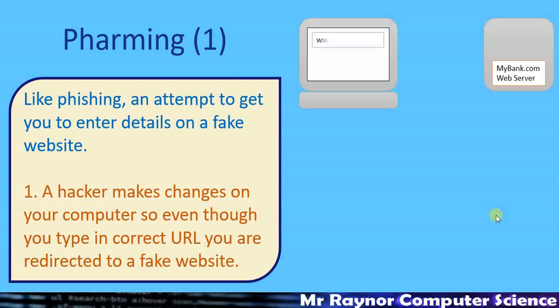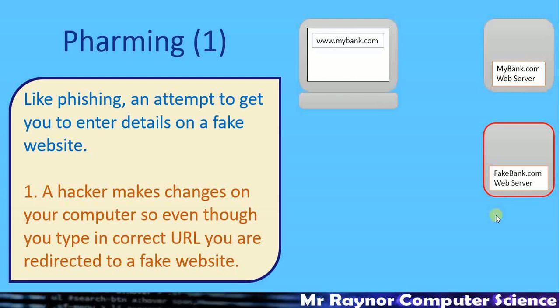So as an example, let's say there's me on my computer, I've typed in mybank.com on my browser, and what's going to happen, sorry, just animation repeated there. So it makes a connection with the MyBank web server, which sends back the data.